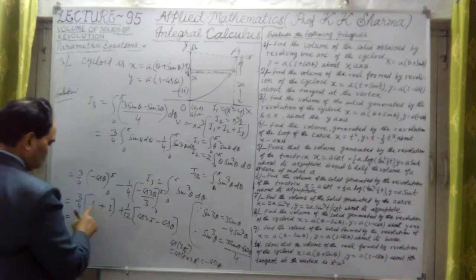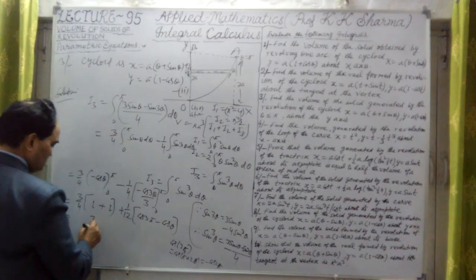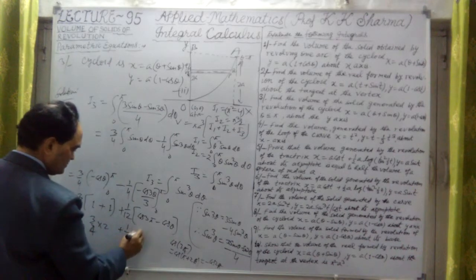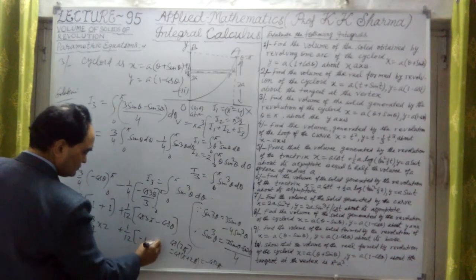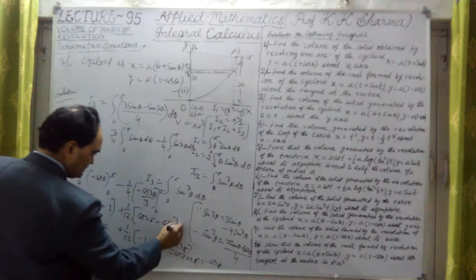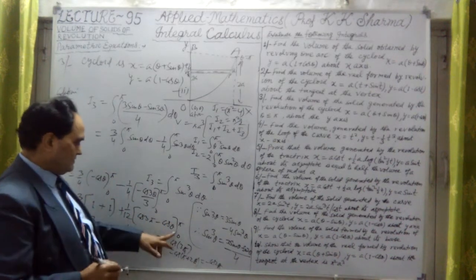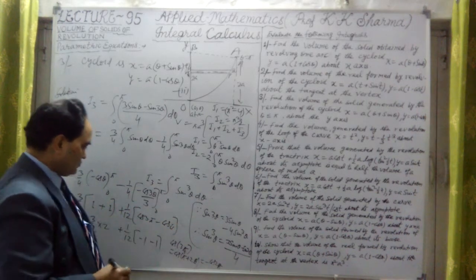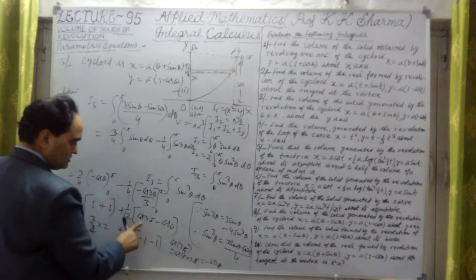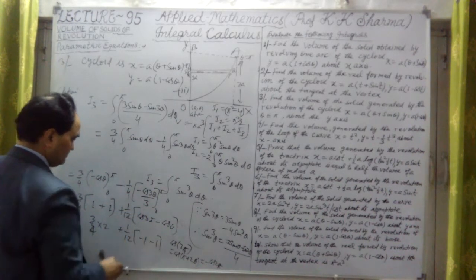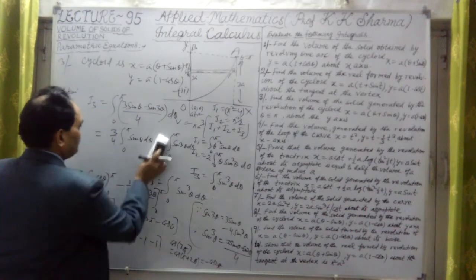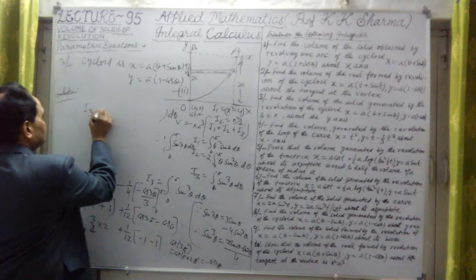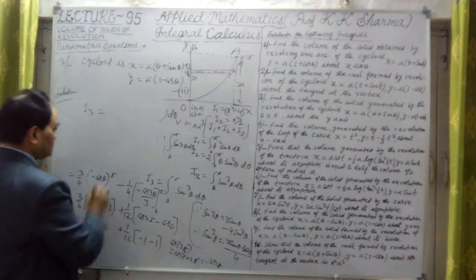What do we get here? This is 2 by 3, means 3 by 2, or 2 by 4 into 2, 1 plus 1, 2. This is plus 1 by 12, and here there is minus 1 because cos 0 is 1. This is 0 to pi limits, if I apply the limit here. Cos 0 is 1, minus 1, cos 3 pi is minus 1, so minus 1, minus 1. Finally, we obtain I3 is equal to 3 by 2.